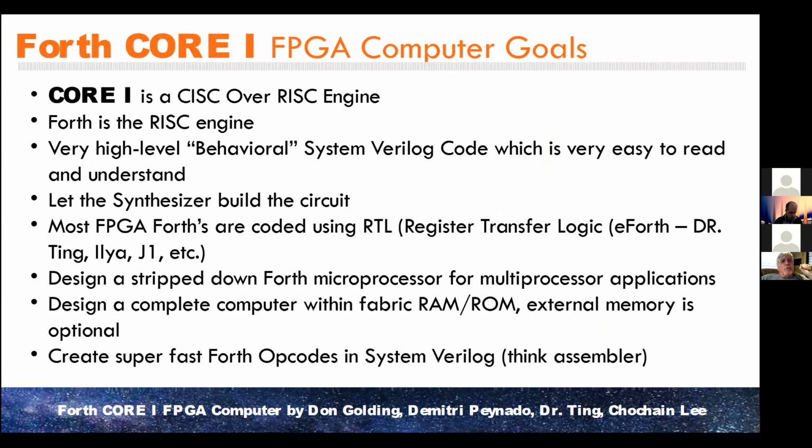The reason we call it the Core 1 is it's a CISC over RISC engine. What we mean by that is the RISC engine is Forth, so a Forth engine. But on top of that, we want to extend Forth to use more higher-level and AI constructs. For example, Dimitri has written Prolog in Forth, and we're going to take the Prolog engine, not necessarily support Prolog syntax, and incorporate that in this new processor.